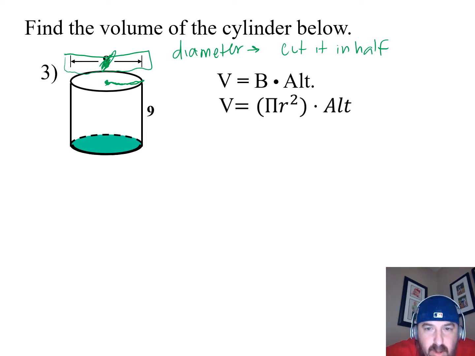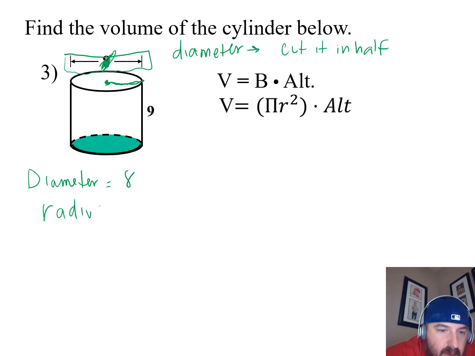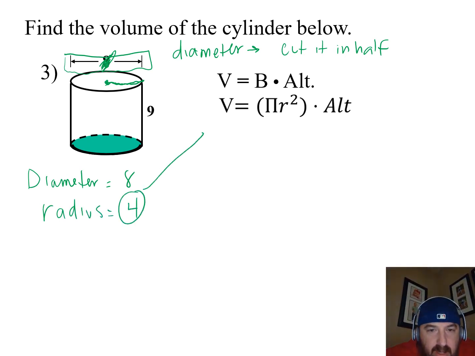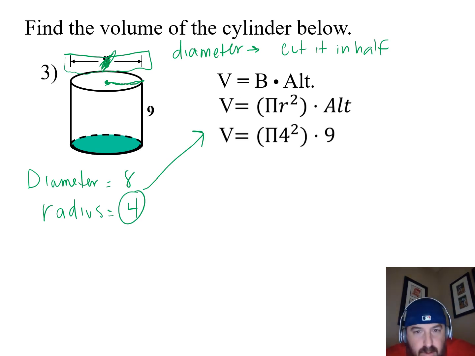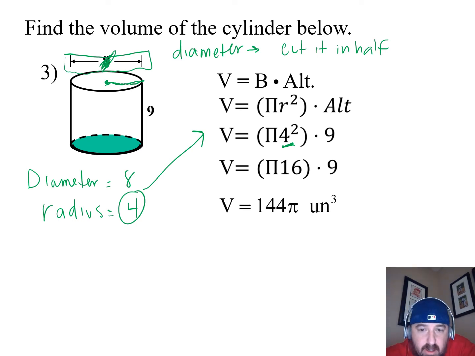So if the diameter equals 8, then the radius equals 4. And then that's the number we're going to use up here. And there it is, right there. All right, let's start multiplying. So 4 squared is 16. 16 times 9 is 144.